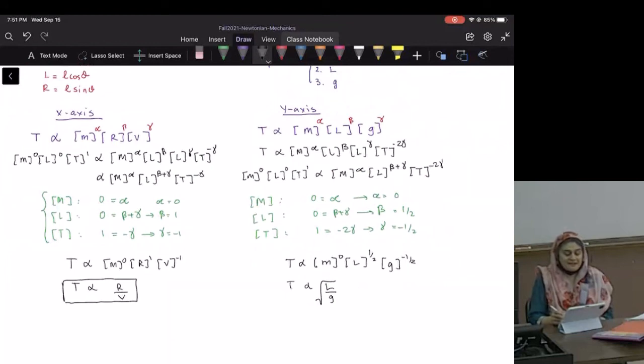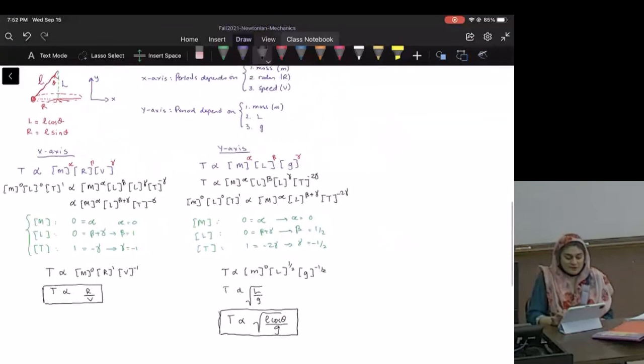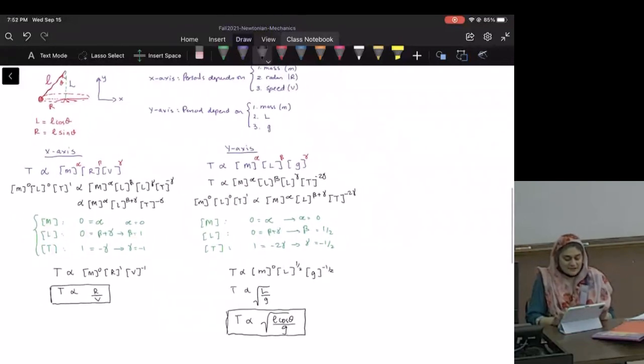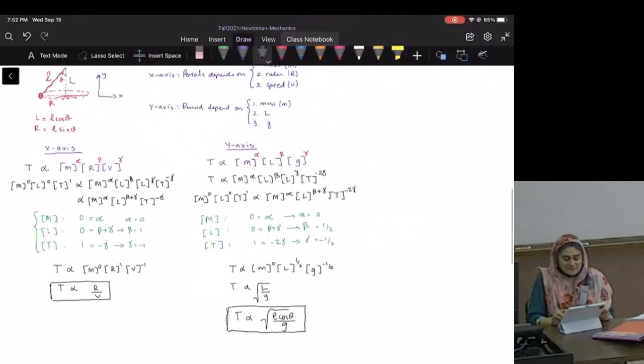But did I not say L was L cosine theta? So then that means I can rewrite this as root L cosine theta over G. Which, if you were to think about, what is cosine of 0? 1. So do you remember what your angle actually was? It was this angle at the top, right? If theta becomes 0, what does this equation reduce down to? Root L over G.